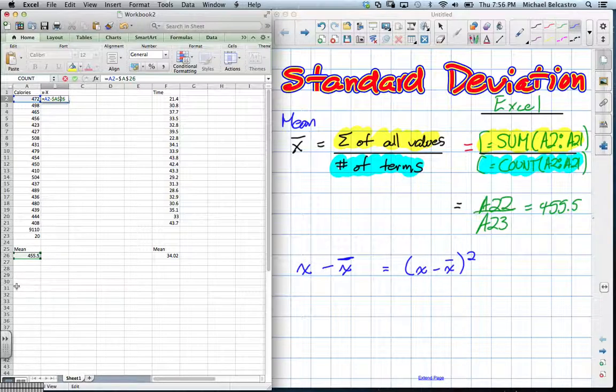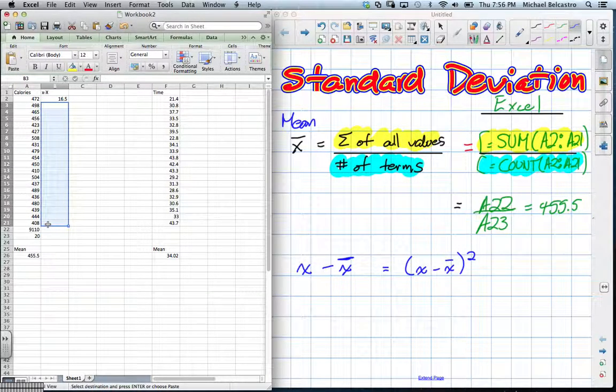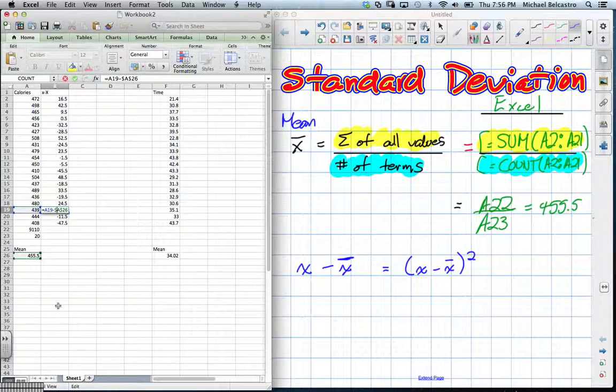Because what I'm going to do is copy this function. So that was 16.5, and I put Control C, and I paste it into all of these, and there we go. If you look, see how it said A19 in this case? Well, that's our A19 and A26. It always subtracted from that mean. So those dollar signs allow me to always go back to that.